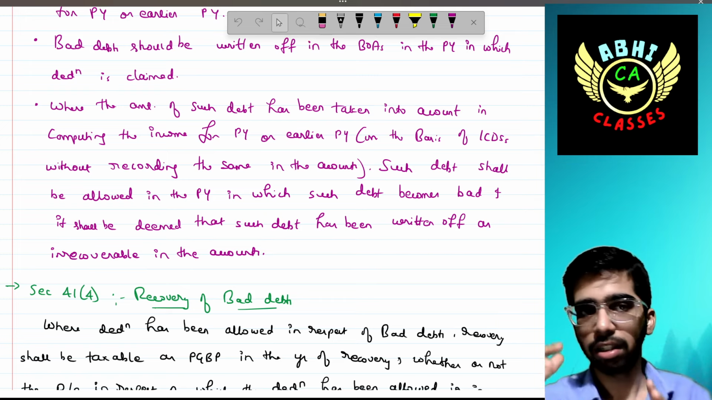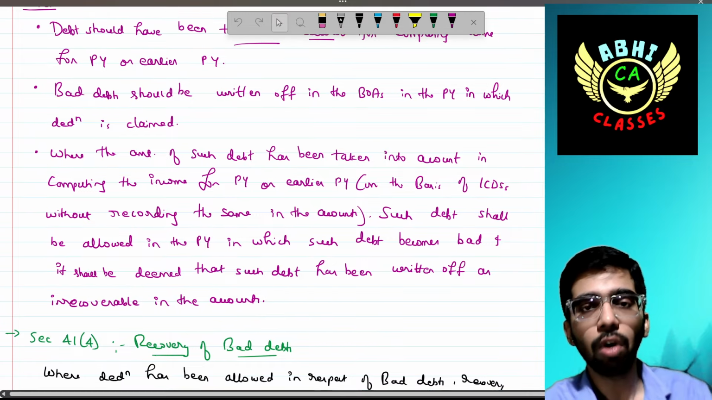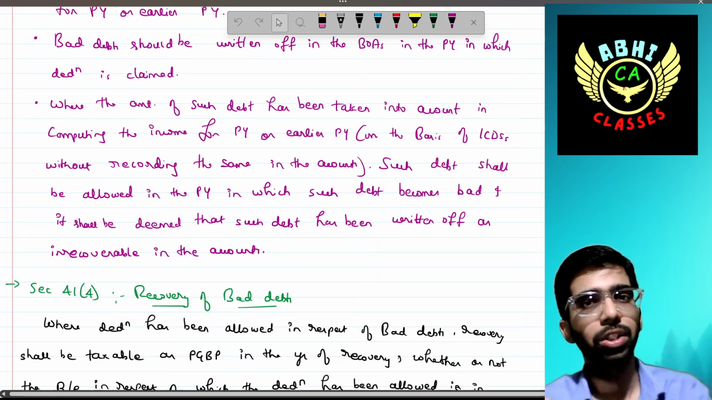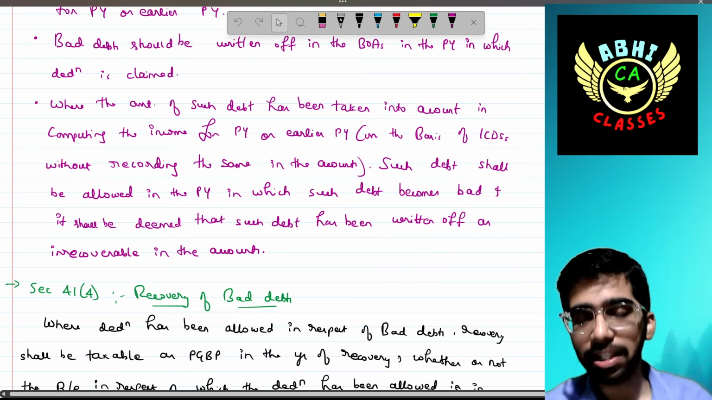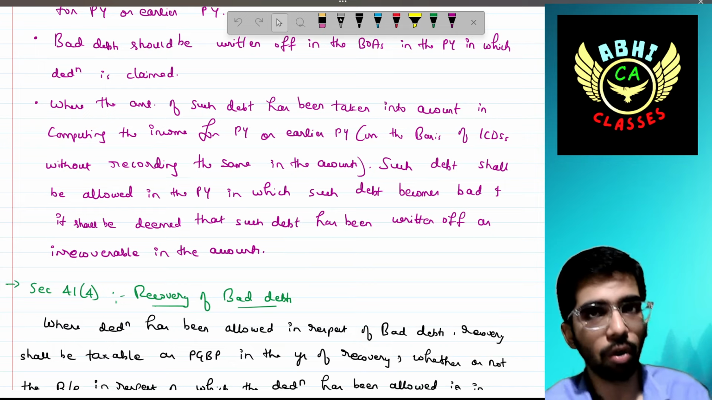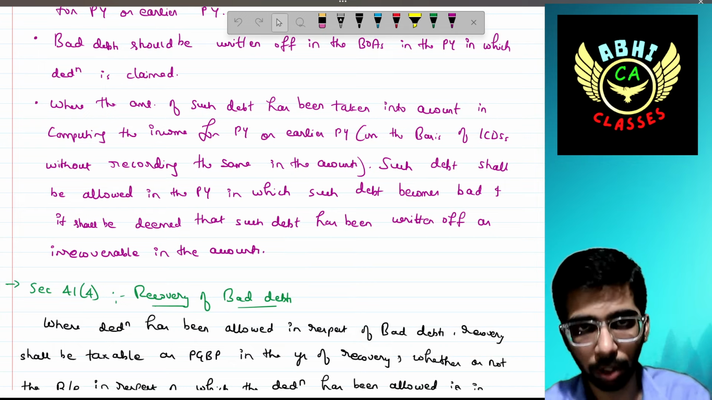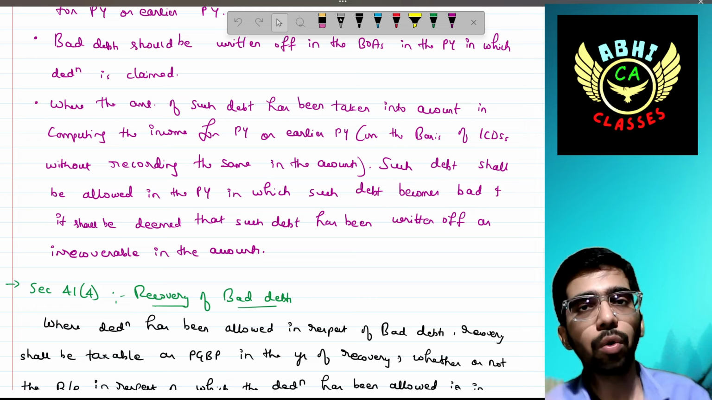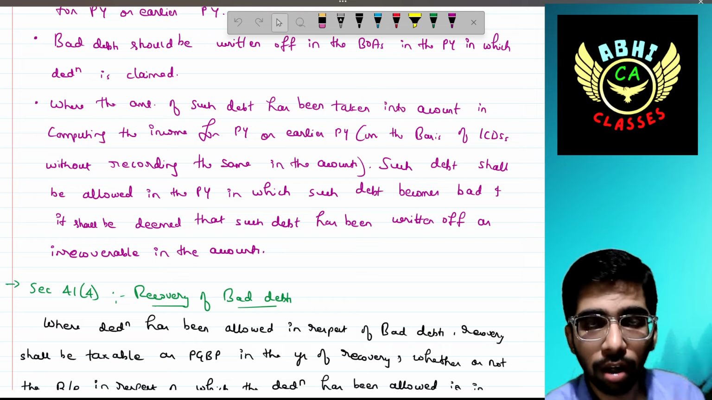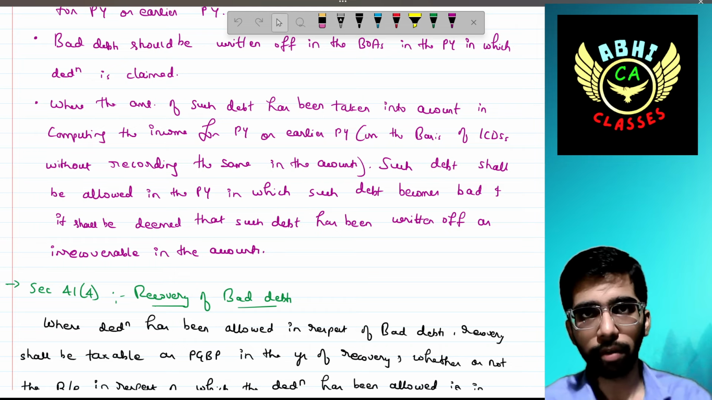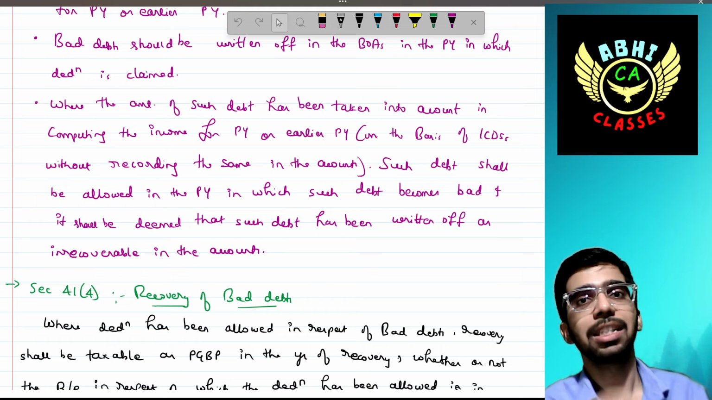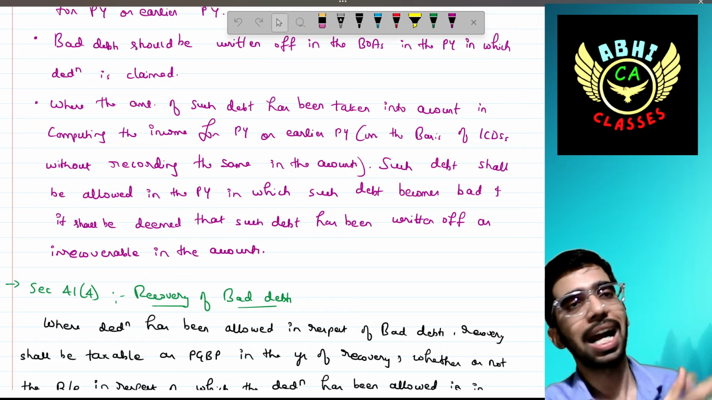Even though the second point says it should be written off in the books of account, as per the Income Computation and Disclosure Standards, if it says that some portion of the bad debt, the debtor balance or loan balance, should be written off, then we are going to write off that balance irrespective of whether it has been written off in the books of accounts or not. We are going to proceed with the same if it has been specifically mentioned by ICDS.